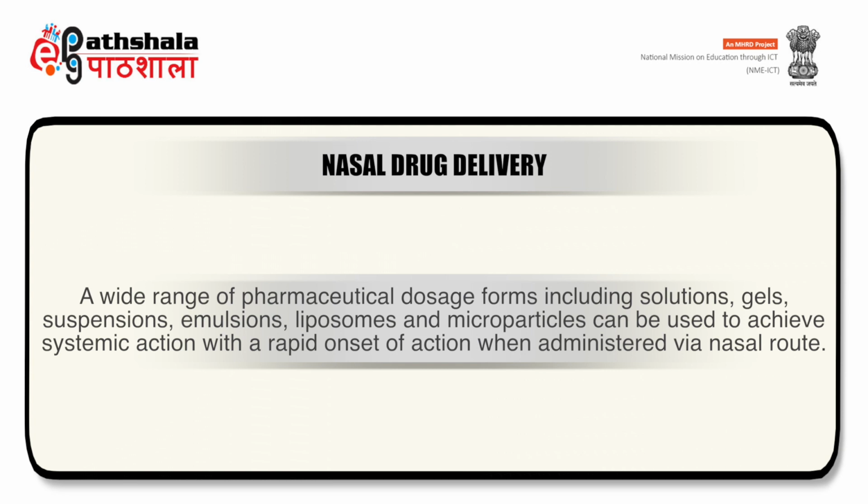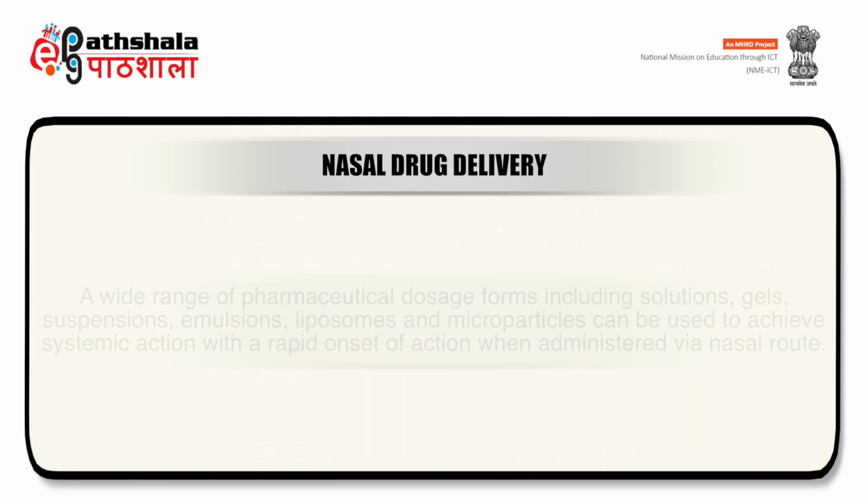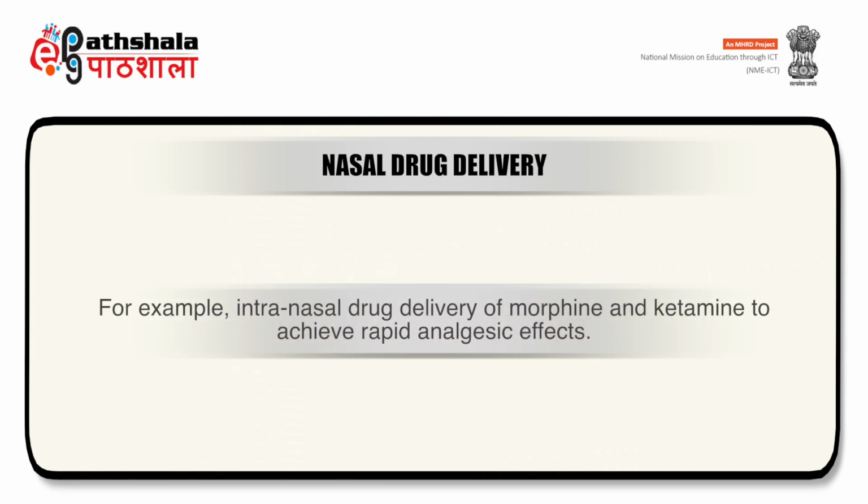A wide range of pharmaceutical dosage forms including solutions, gels, suspensions, emulsions, liposomes, and microparticles can be used to achieve systemic action with a rapid onset of action when administered via nasal route. For example, intranasal drug delivery of morphine and ketamine to achieve rapid analgesic effects.